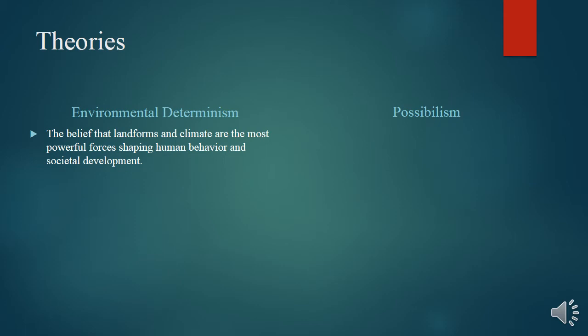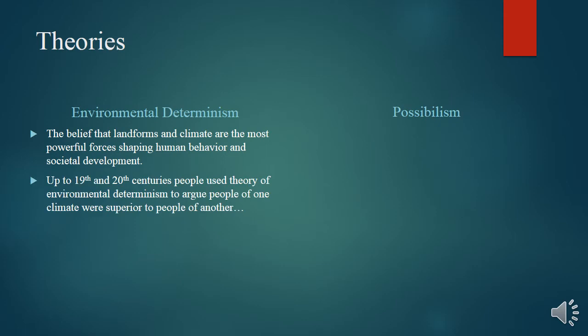Now, up until the 19th and 20th centuries, and honestly even continuing today, people have used the theory of environmental determinism to argue that people of one climate were superior to people of another. And we'll give you an example of what that argument used to look like in another slide here.